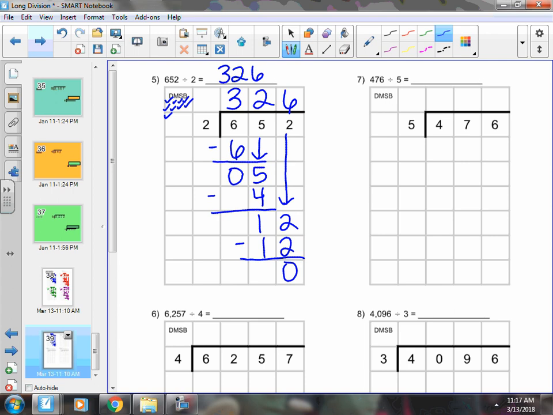Okay, 5 cannot go into 4, but 5 can go into 47 9 times. Multiply. 9 times 5 is 45. Subtract, bring down. 5 can go into 26 5 times. Multiply. 5 times 5 is 25. Subtract. There's nothing to bring down. That's when you know you're done.